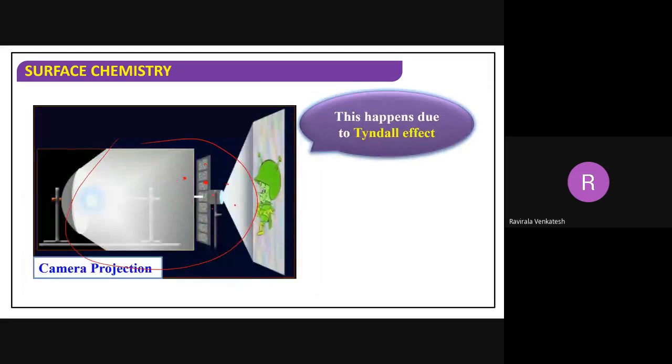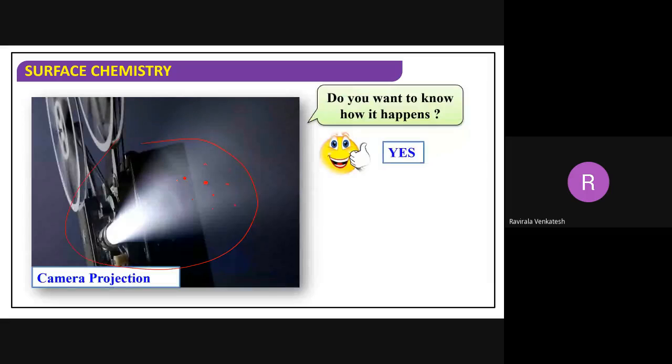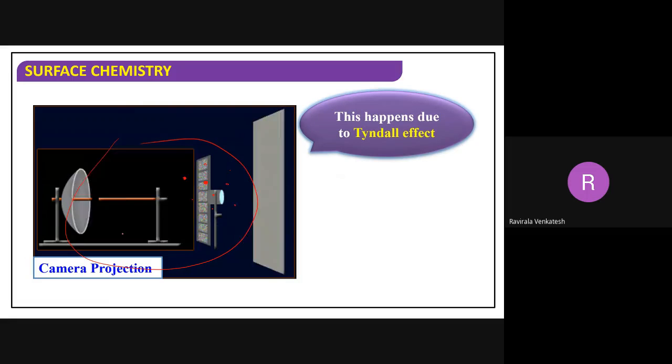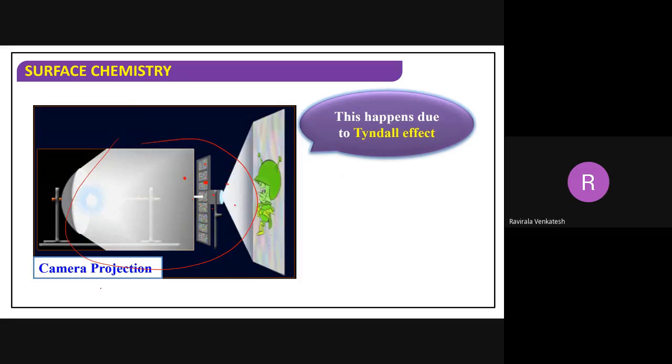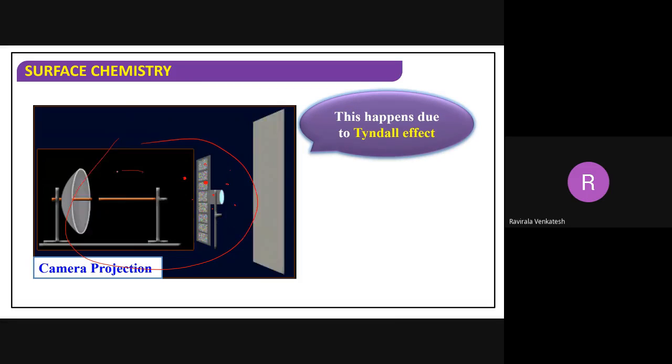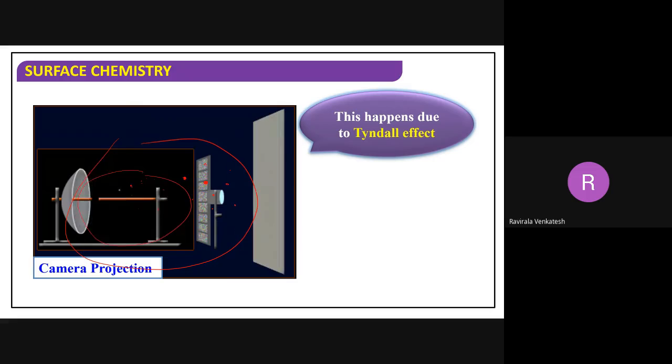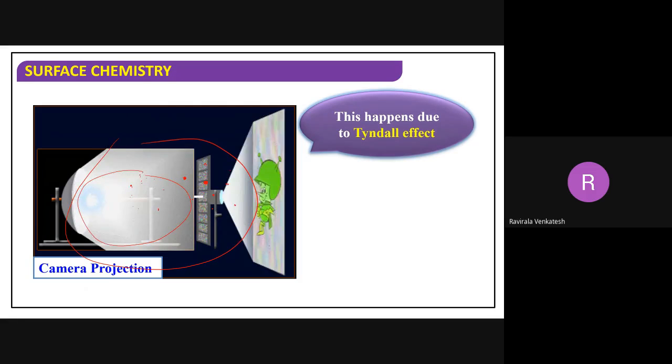How does it happen that we see this? The camera is projecting here. Tyndall effect means what? The scattering of light by colloidal particles is called the Tyndall effect. So this is what you are observing. You observe it because the colloidal particles and dust particles in the atmosphere scatter the light, and because of this you see this type of beam.